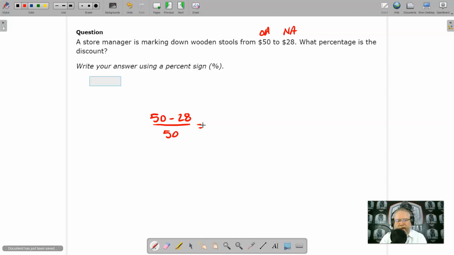So if we do 50 minus 28, it's going to give us a difference of 22. Bring our denominator 50 over. Now let's do 22 divided by 50, and that's going to give us a result of 0.44. Now we want this as a percentage, so let's move the decimal over 2 places, and we would get 44. Throw our percent sign on the end, so it is a 44% discount.